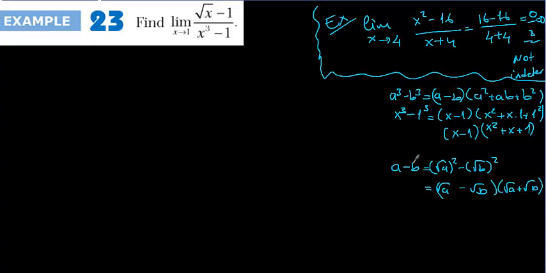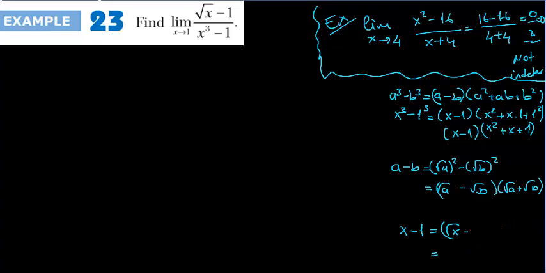Normally a minus b is equal to square root of a squared. You simplify and you find a. Then x minus 1 can be written like square root of x minus 1 times square root of x plus square root of 1 normally.